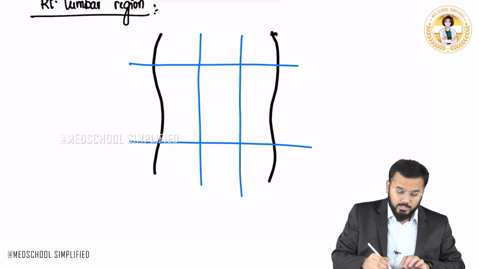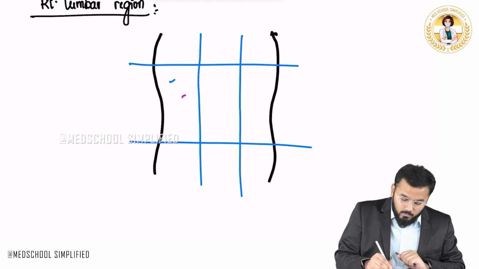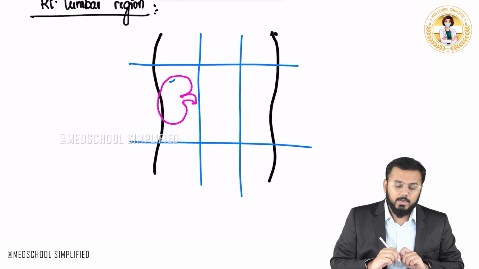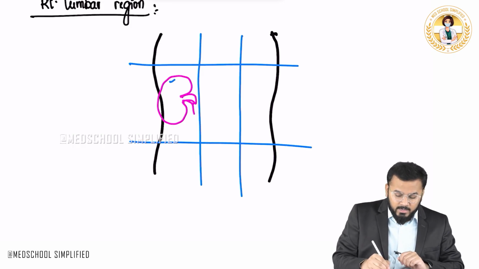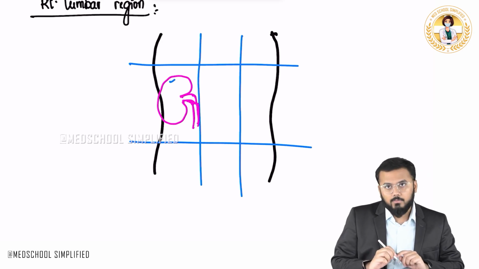Where is your right lumbar region? So this one over here is your right lumbar region, and in the right lumbar region, what do you have? All of you just look at this. We have got our right kidney in the right lumbar region. Now along with the kidney, you also have got this structure which is coming down. This is called your ureter. So along with the right kidney, you have got your ureter.